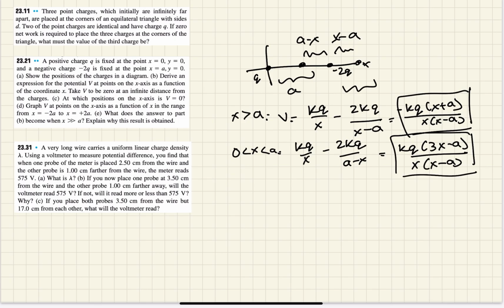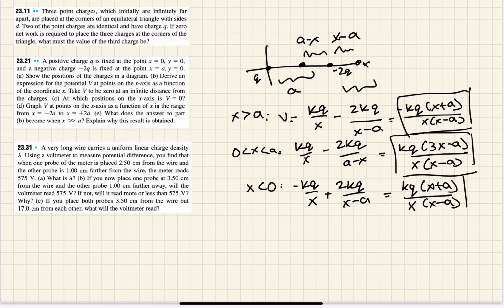Again, just algebra. For x is less than 0, this time it's going to be negative kq over x, because it's all the way on this side. The reason it's negative is because x itself is negative, and we want a positive answer, so you have to take the negative of a negative to get the positive. Again, this has to be plus for the same reason: 2kq over x minus a, and combining them is kq times (x plus a) over x times (x minus a). Same thing as that first expression, but negative of that, so it becomes positive.